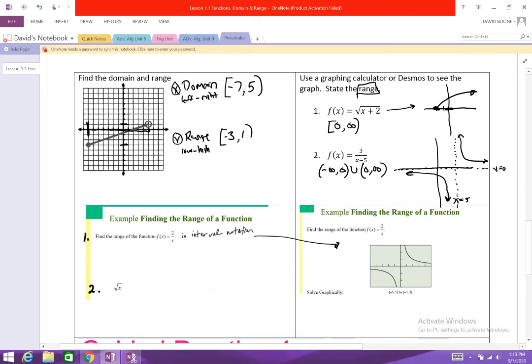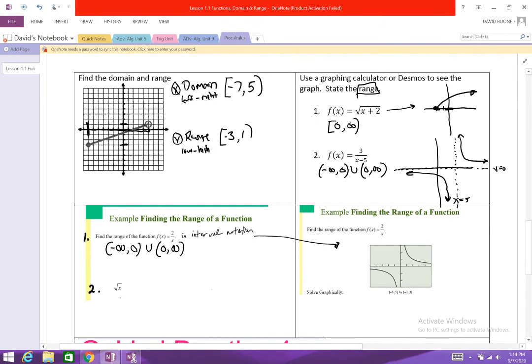So when I look at this graph, the lowest it goes is negative infinity. As I keep going up, it's going to level off at 0. So it's going from negative infinity up to 0 but doesn't touch it. Pick up my pencil, start up on the other side, starts low at 0 and goes all the way up to infinity. That one.